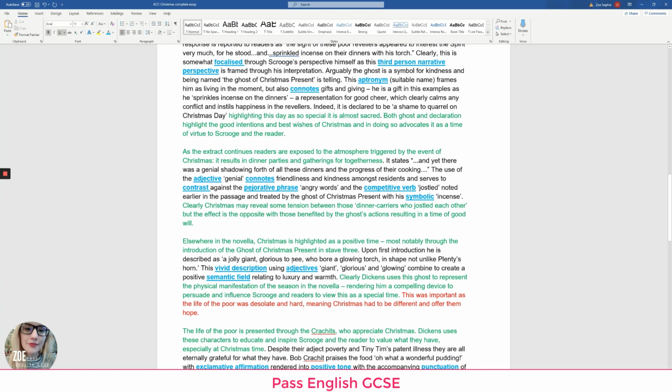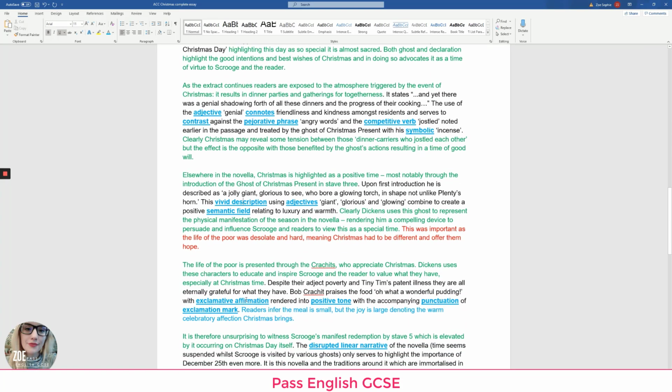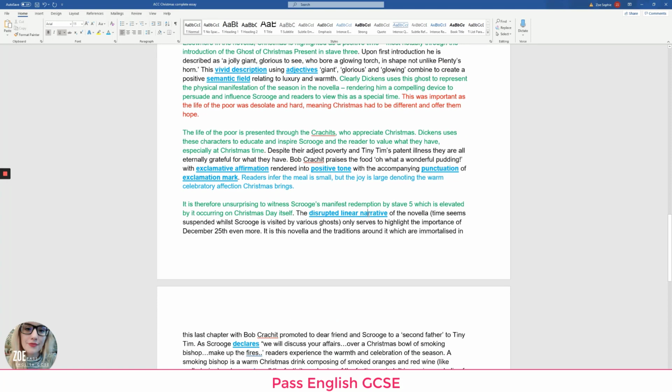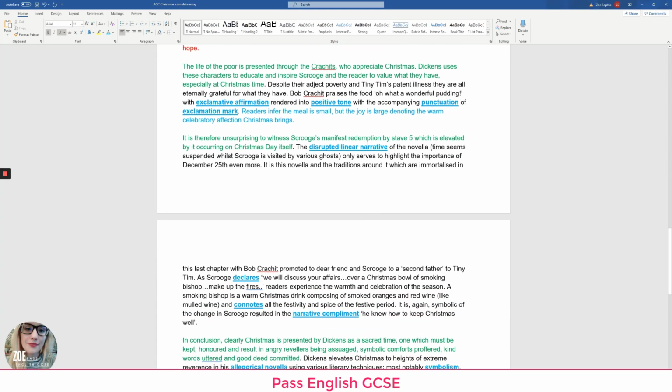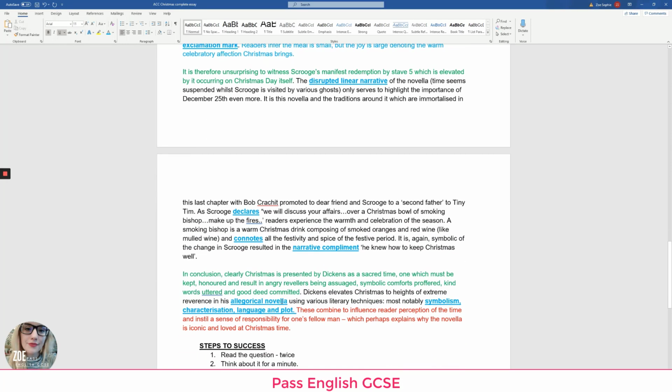Adjectives, verbs. So I've got a lot of language devices in here, you can see. I've got the story itself, so the plot. A lot of symbolism going on. So I think in the end, I did symbolism, characterization, language, and plot. So I think I did my techniques.